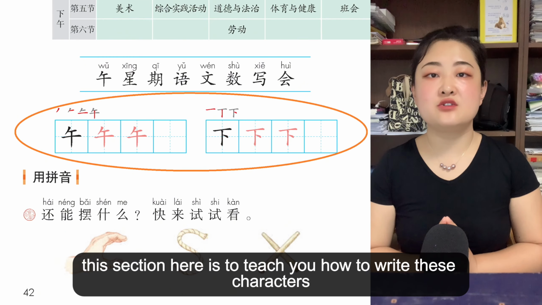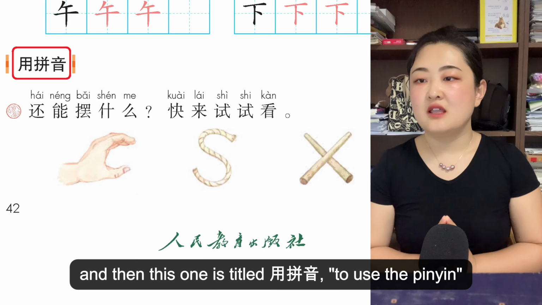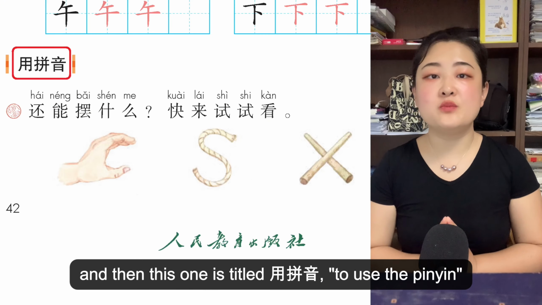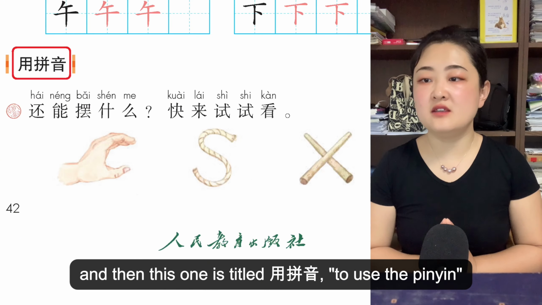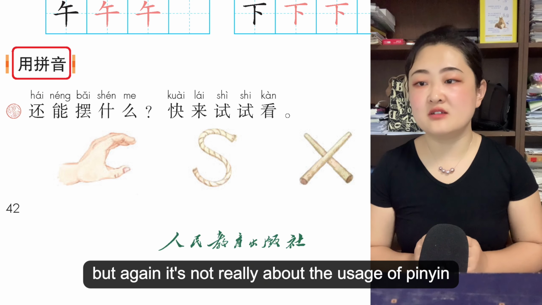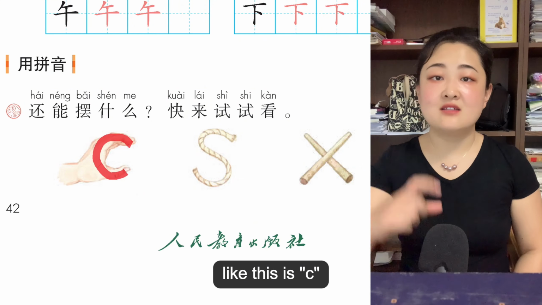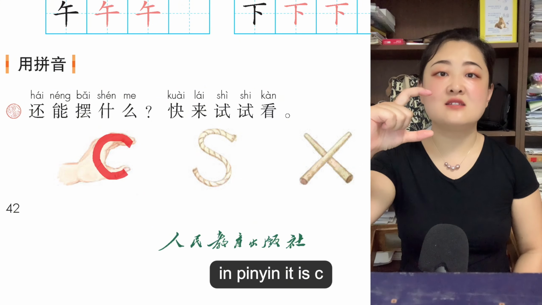This section here is to teach you how to write these characters. We'll skip this part. And then this one is titled 用拼音, to use the pinyin. But again, it's not really about the usage of pinyin. It tells students about the shape of these letters. Like this is C, in pinyin it is T.